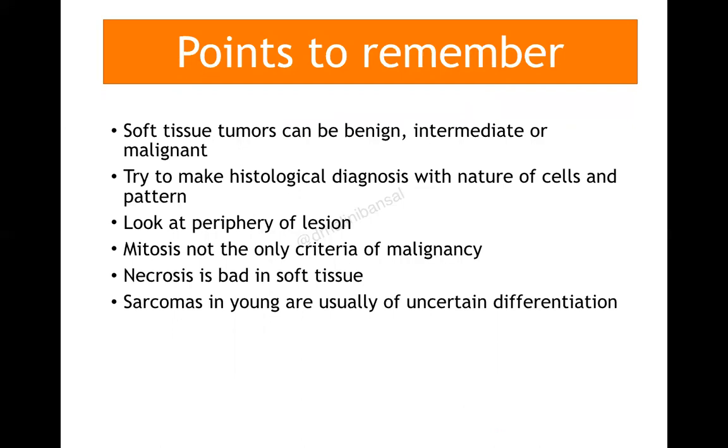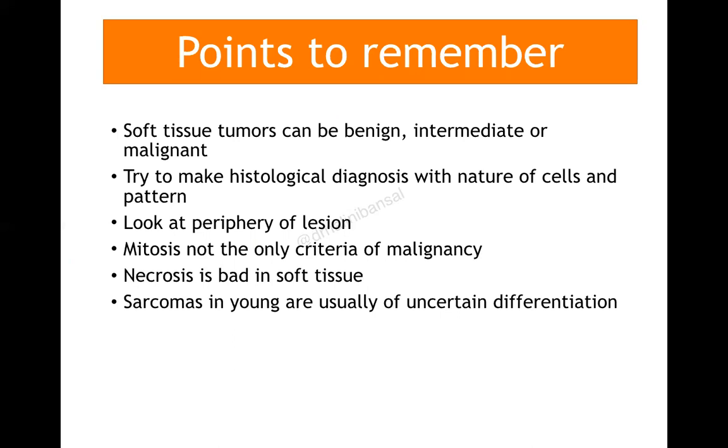Try to make a histological diagnosis with the nature of the cells and the pattern. You have to see whether the spindle cells have eosinophilic cytoplasm, whether they show waving or buckling of the nuclei, whether they show a biphasic pattern. Based on your histological findings, you are going to say that your tumor is a leiomyosarcoma, a neural tumor, a synovial sarcoma or others.